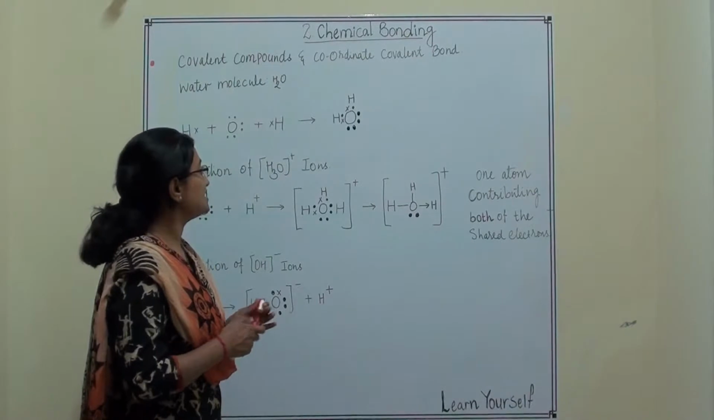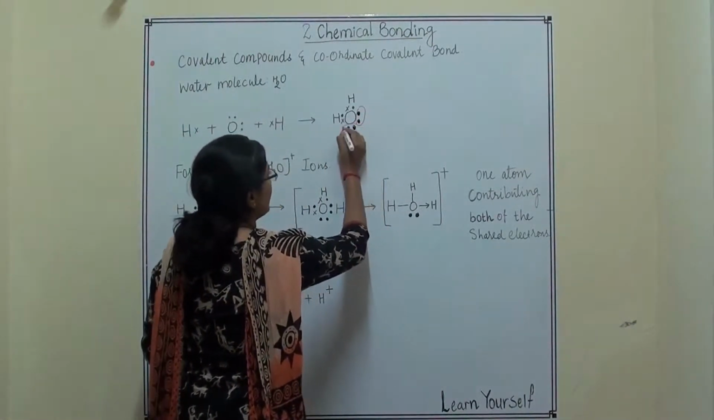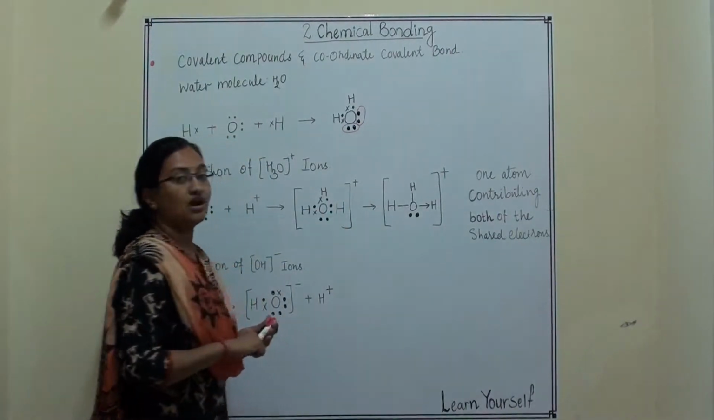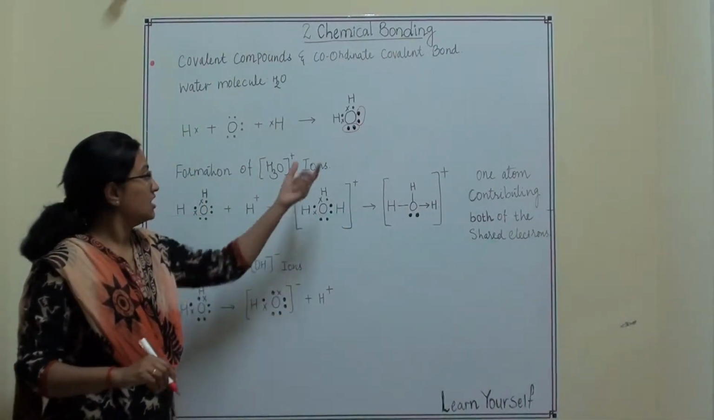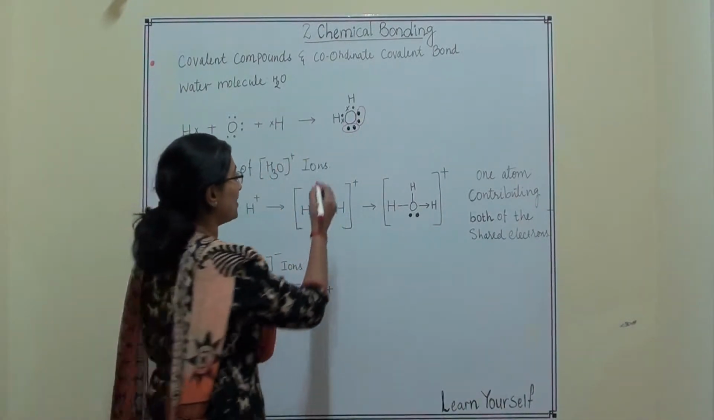If you see here, 1 pair of electrons and this other pair of electrons are being unused. This pair of electrons is known as a lone pair of electrons.